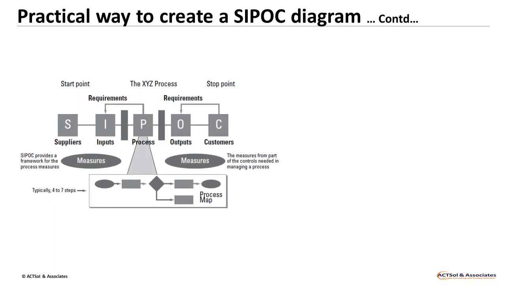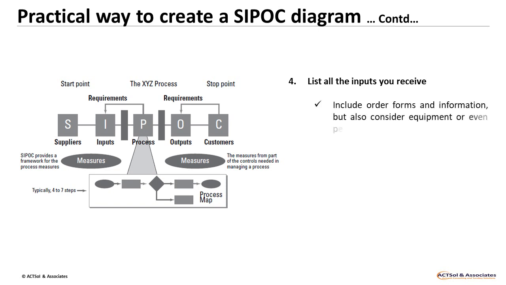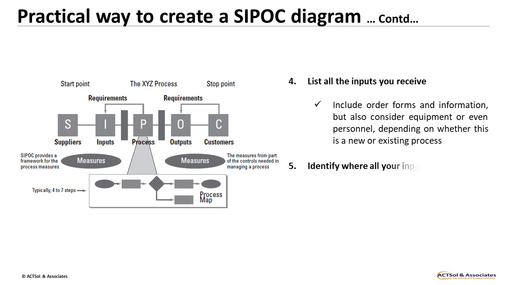Number 4. List all the inputs you receive. Include order forms and information, but also consider equipment or even personnel, depending on whether this is a new or existing process. Number 5. Identify where all your inputs come from. Under the S for supplier, list the sources of all your inputs. Remember that some of your customers will also be your suppliers.